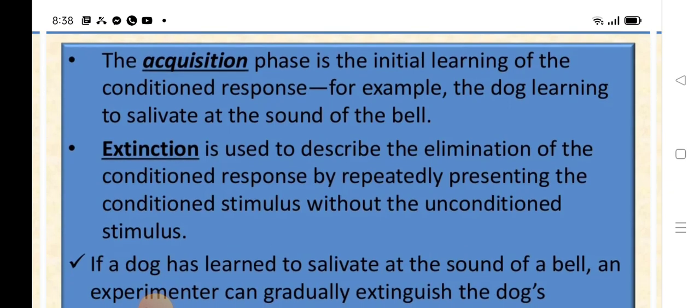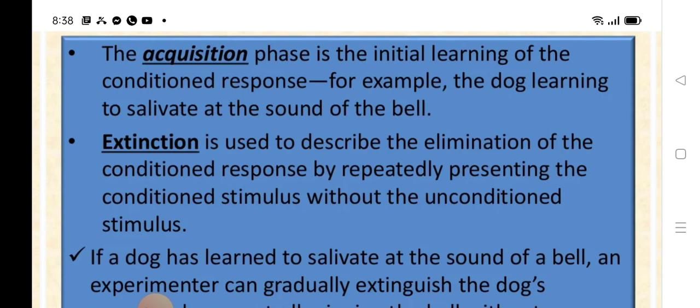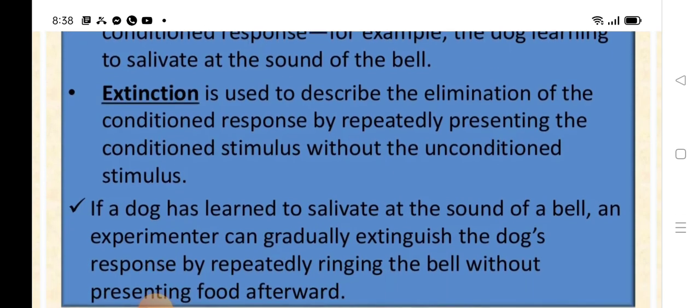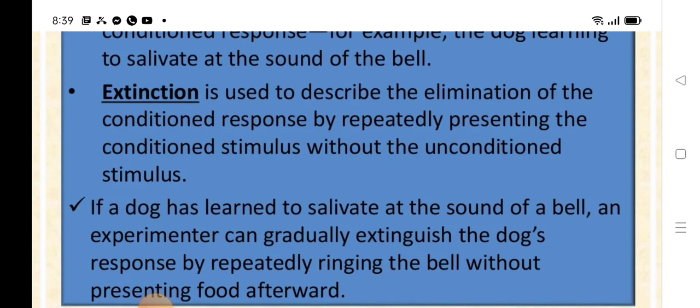What about extinction? Extinction, guys, is used to describe the elimination of the conditioned response. So I'm trying to get rid of or eliminate the conditioned response. For example, with the dog, it learned to salivate at the sound of a bell, and this is a very bad thing, right?